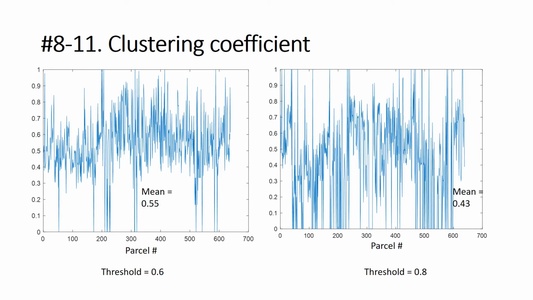So if we look at the clustering coefficient per parcel, this is over on the left for a threshold of 0.6, we can see that it ranges from 0 to 1, and that the mean is about 0.55. If we go to the graph with the higher threshold, we see a lot more low values. And again, the overall mean is reduced because of those low values to 0.43. So clustering tends to go down as you make your graph less dense and you remove some of those links.